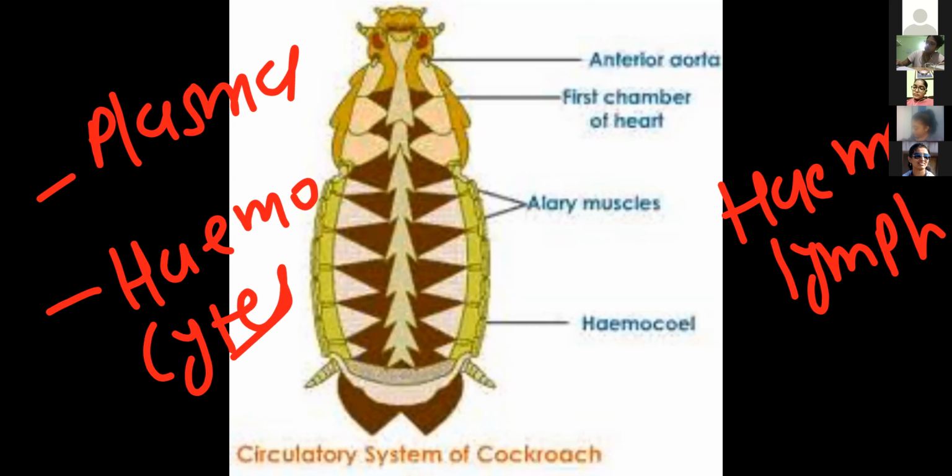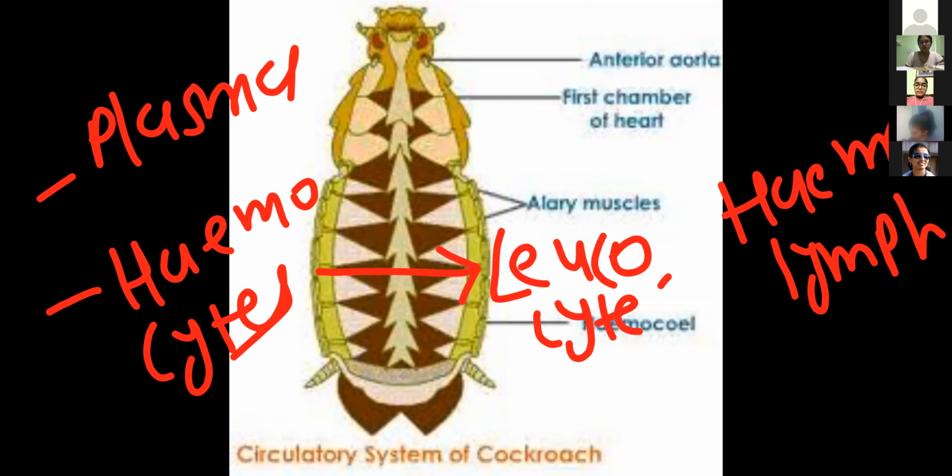Okay, hemolymph: hemocytes and the plasma. Plasma is colorless, and mainly the cells are there. Which cell is that? Hemocytes, particularly leukocytes. Hemocytes में भी कौन से cells के type हैं? Leukocytes. ये NEET में आया है.